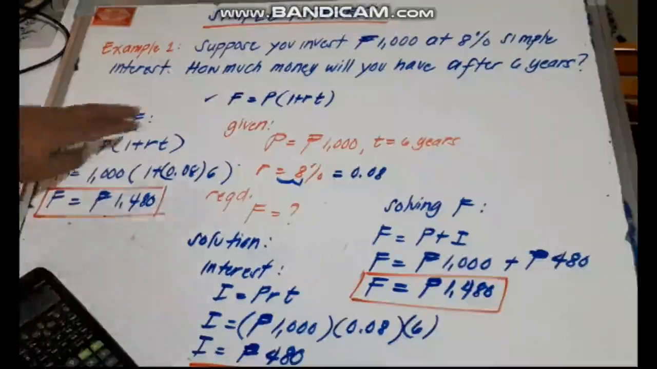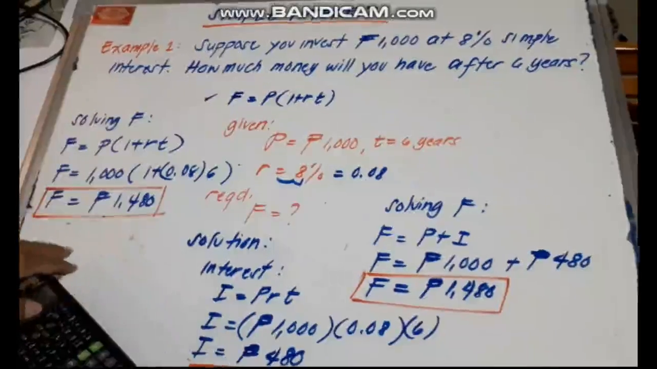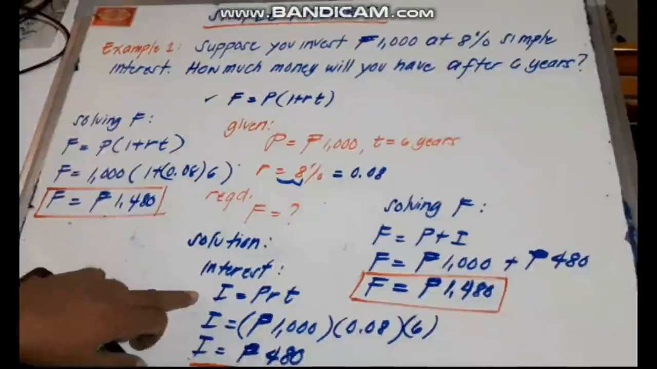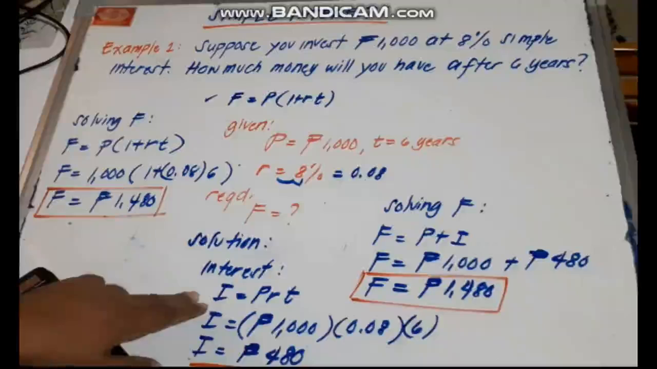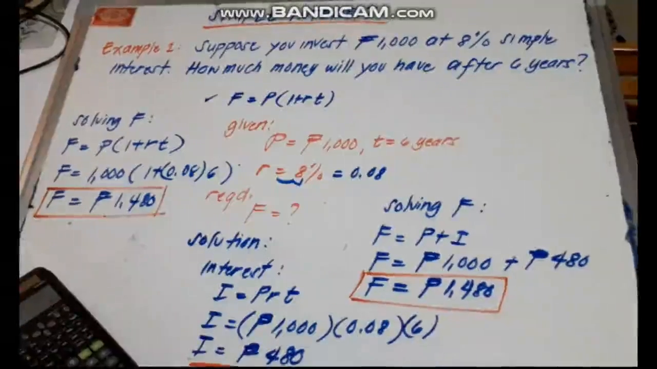So we can use this formula in solving for the future value of money, which is 1,480, or you can use these two formulas to solve for F. And as you can see, we have the same result. So that will be my first example on how to compute simple interest.